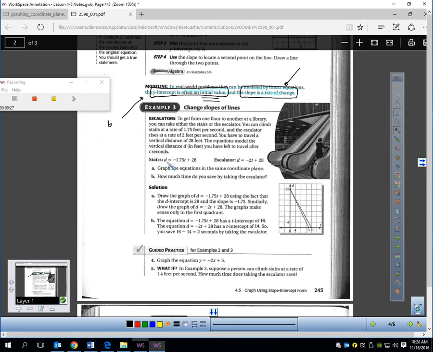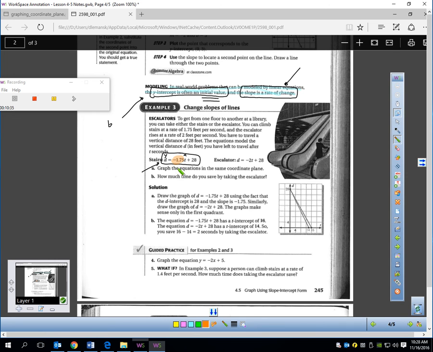So if I take the stairs, every time I climb stairs, I'm cutting down my distance 1.5 feet per second, but I've got to get to 28 feet. That's where this equation comes from. Can you see how that is in slope-intercept form? Now they use d instead of y, and they use t instead of x, but let me highlight. Can you see how the slope, or the rate of change, is here?